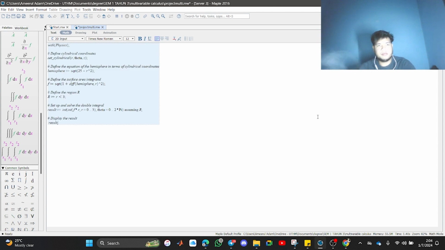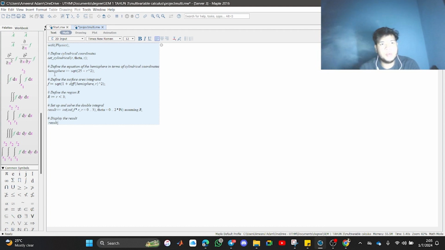So for the first step, I will use Maple software. First, define the cylindrical coordinate, set the cylindrical coordinates which are r, theta and z. We use the polar coordinates. The next step is to define the equation of the hemisphere in terms of cylindrical coordinates: hemisphere equals square root of 25 minus r to the power of 2.